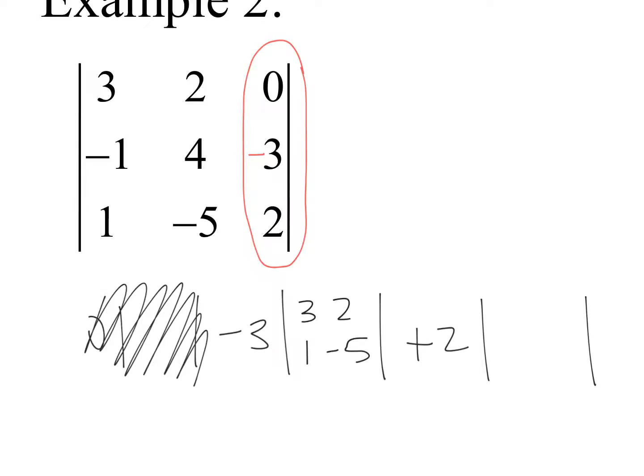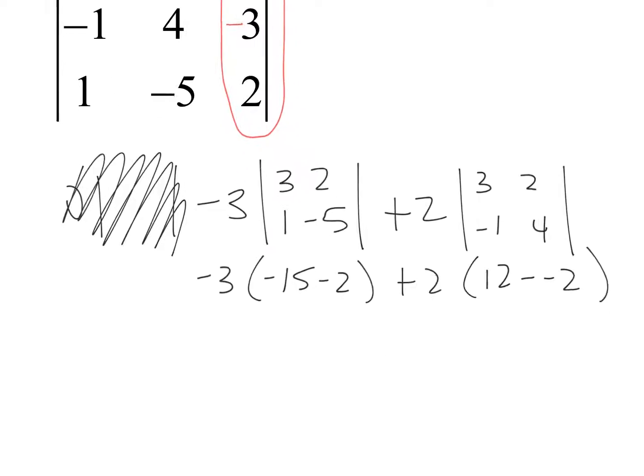And then same thing with the 2. I'm going to ignore the bottom row and the final column. Those numbers left over are 3, 2, negative 1, and 4. And now I just have to do a couple determinants. So I have negative 3. Then remember, you start by going down, which is negative 15 minus 2. And then this determinant is going to be 12 minus negative 2. Careful with the double negative.